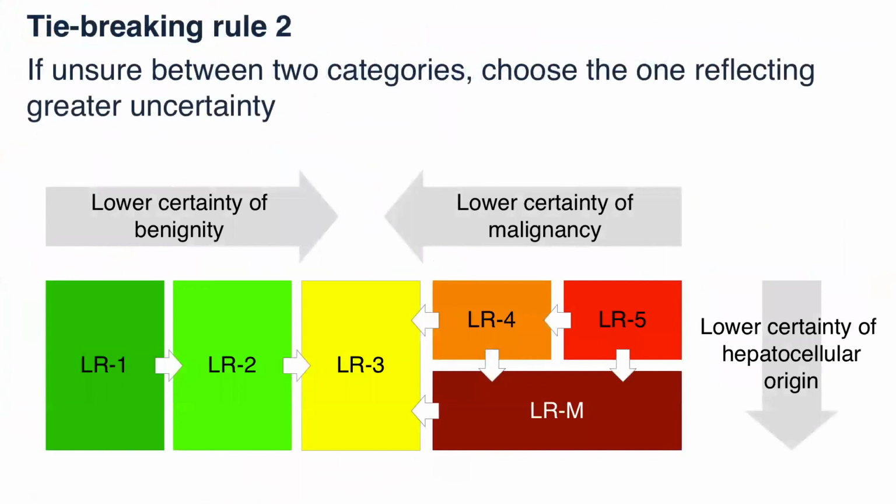On the other hand, because you're moving away from benignity, if you're not sure between a 5 and a 4, pick a 4. If you're not sure between a 4 and a 3, pick a 3, because now you're moving away from malignancy. And what about if you're not sure between a 5 and a 4? Well, again, pick lower uncertainty and go to M, because this is reflecting lower certainty of the hepatocellular origin. Same thing with 4 versus M. If you're not sure between a 4 versus M, call it an M.